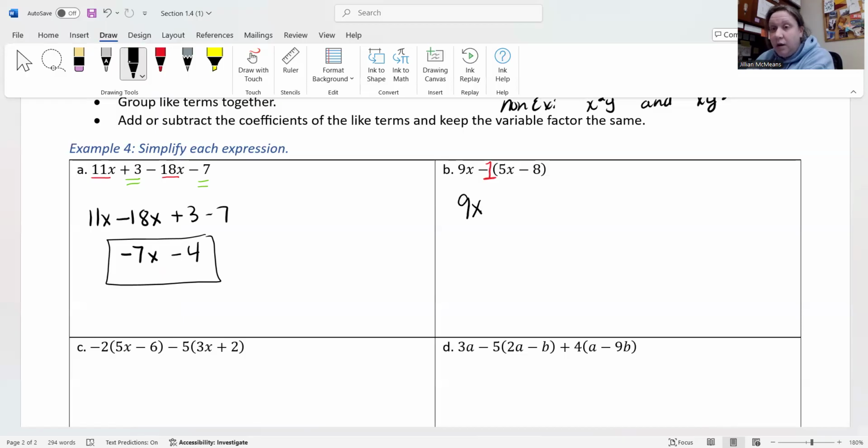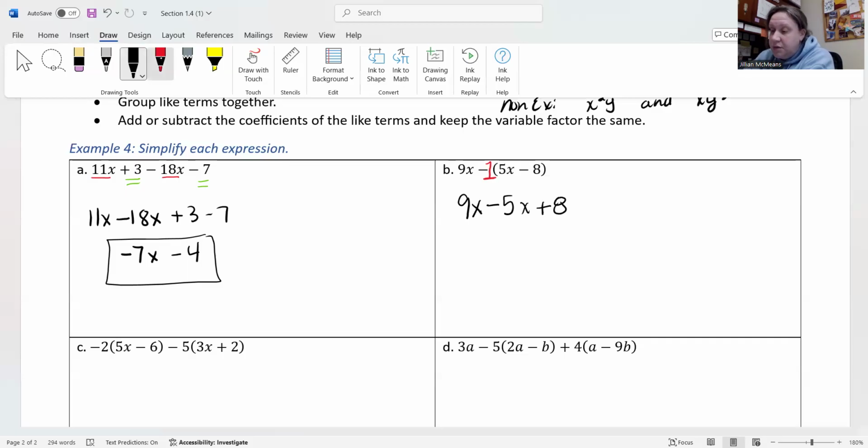So negative 1 times positive 5x is going to be negative 1 times 5, which is negative 5. All right. And then I just keep the x. And then negative 1 times negative 8 is going to be positive. So negative 1 times negative 8 is positive 8. In this case, I don't have to rearrange anything.